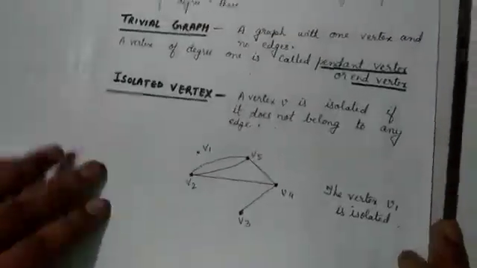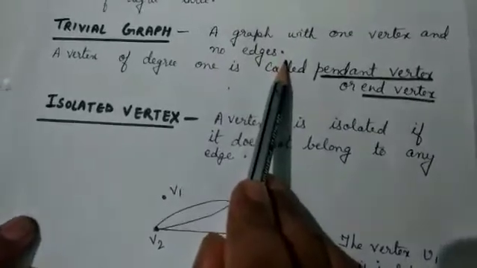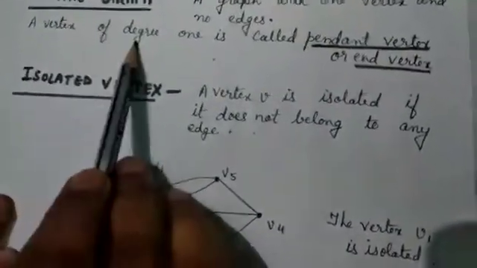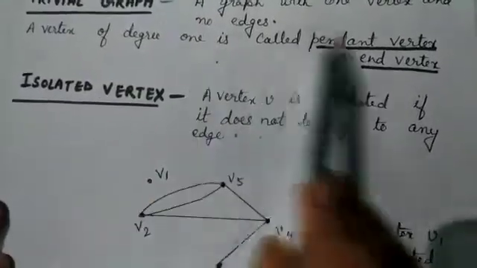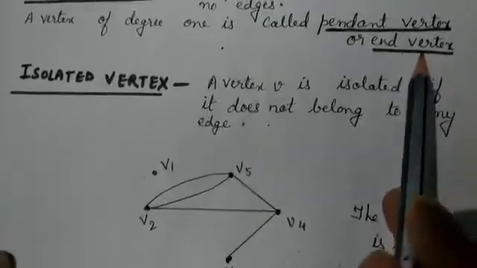Next is the trivial graph. A graph with one vertex and no edges is called a trivial graph. A vertex of degree 1 is called a pendant vertex or end vertex.